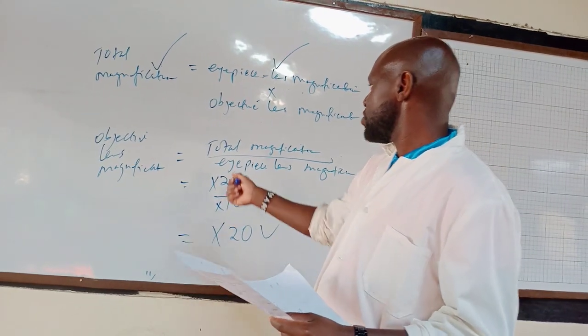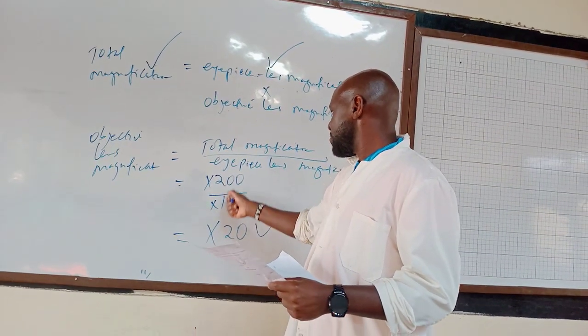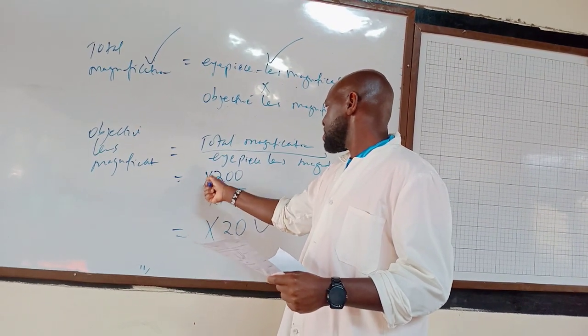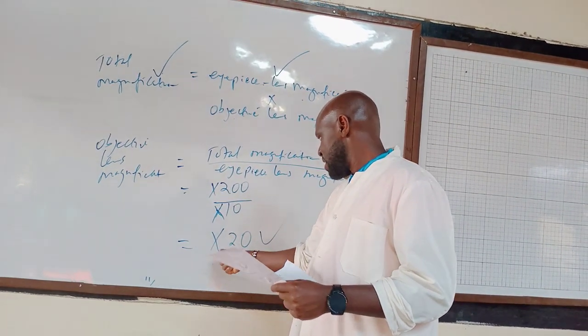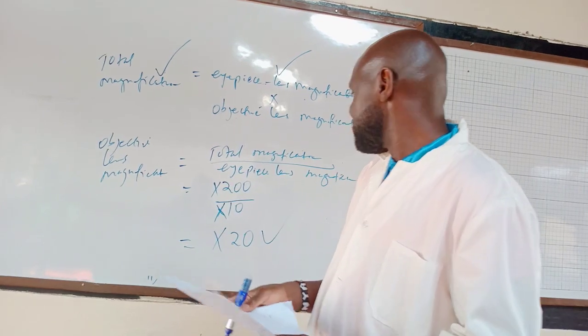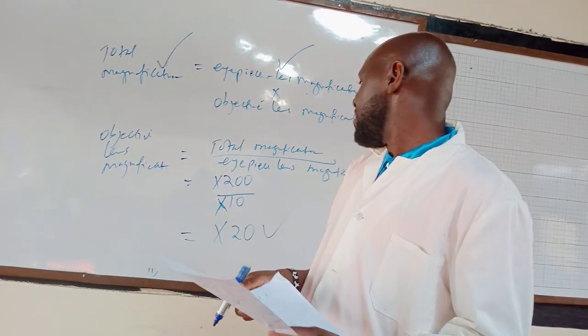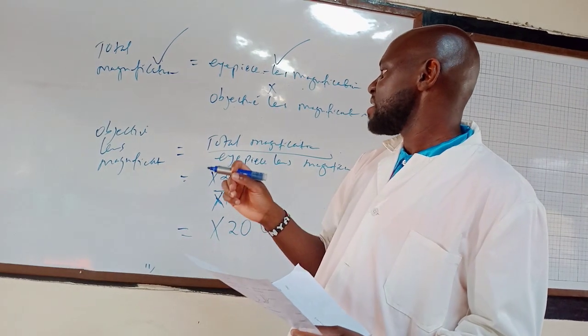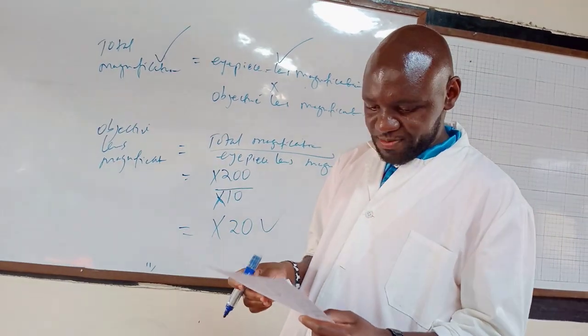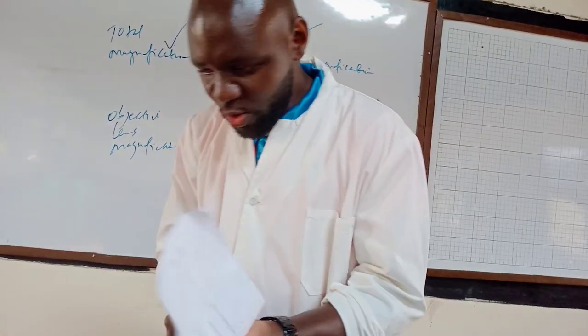So it is important you remember the formula and then you put your values there, carry the units. Magnification is what? Capital X. The same thing here, capital X. So there you get magnification will be times 20 for the objective lens magnification. And then you are given another question.